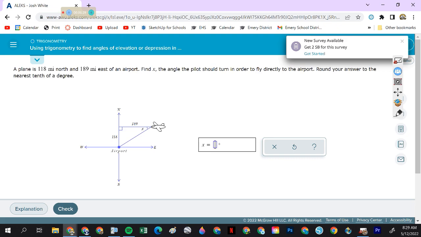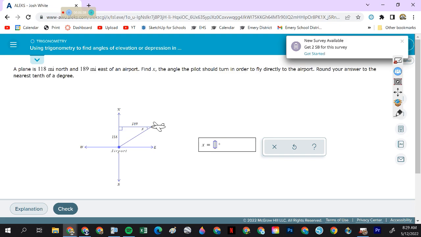This is called the angle of depression. It's often called the angle of descent. So here's an airplane. It is 118 miles north of the airport and 189 miles east of the airport. What is the necessary angle change to land at the airport?